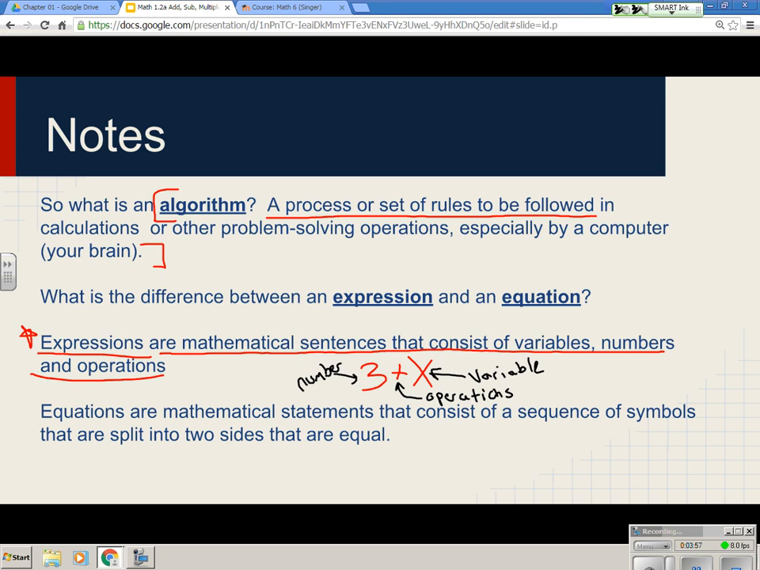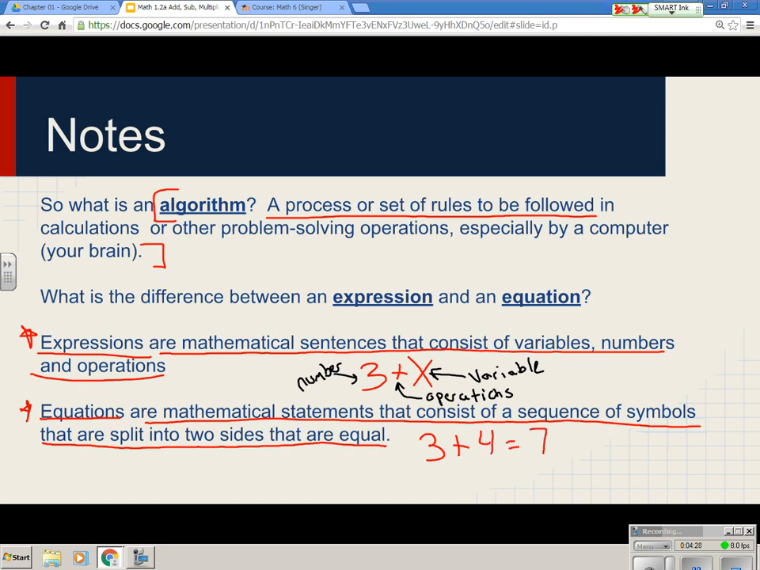The other thing that we're going to look at are equations. So I'll go back to red. Star it. Equations are mathematical statements that consist of a sequence of symbols that are split into two sides that are equal. All right. This is probably one you've seen before, something real simple. And let me give you an example of an equation. How about we'll stick with 3 plus 4 equals 7.